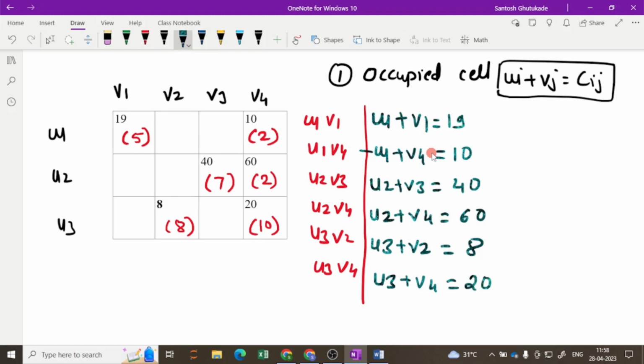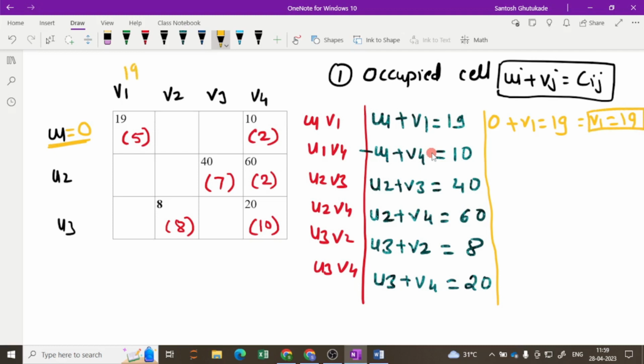Now initially we are assuming any value, you can assume any value as 0. Here I am assuming u1 is equal to 0. You can assume any of u2, u3, v1, v2, v3, v4 as 0. So the relation becomes 0 plus v1 is equal to 19, which means v1 is 19. Okay, so we got the v1 value 19.